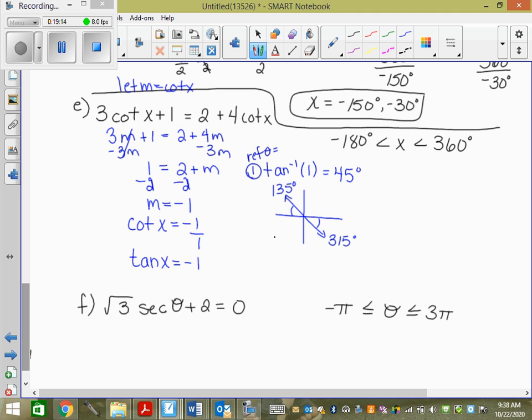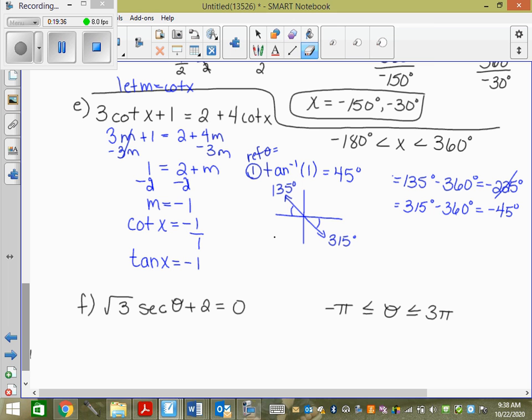And then we have to check 135 minus 360 is negative 225, which is too big. 315 minus 360 is negative 45, which is good. I'm doing thetas, it's x's. So x equals negative 45, 135, and 315.